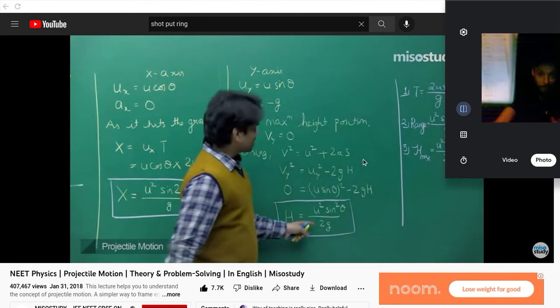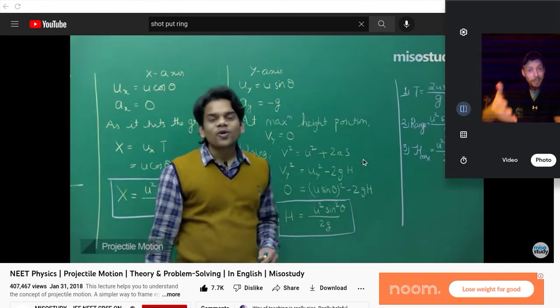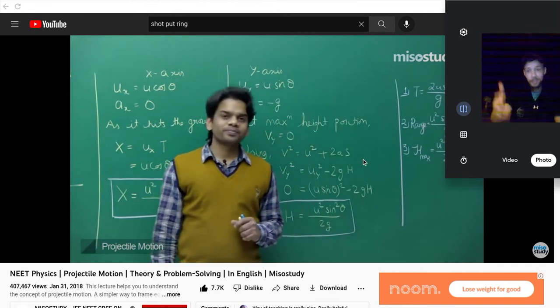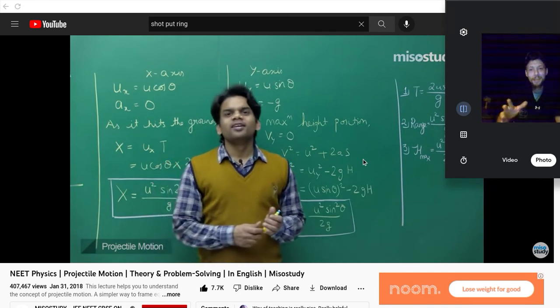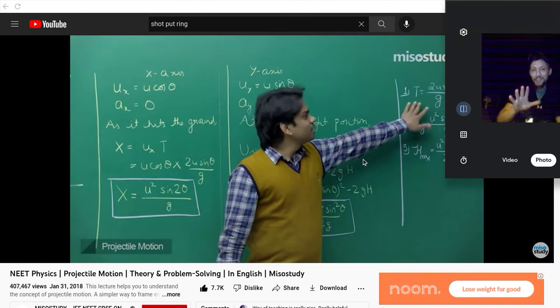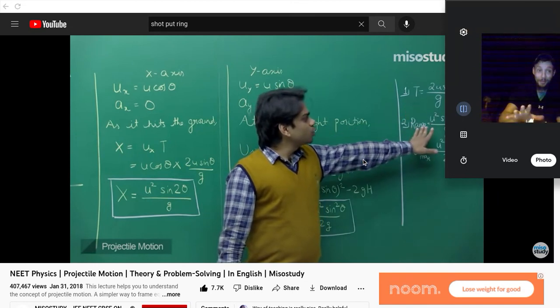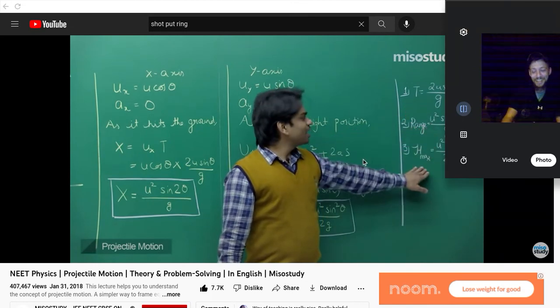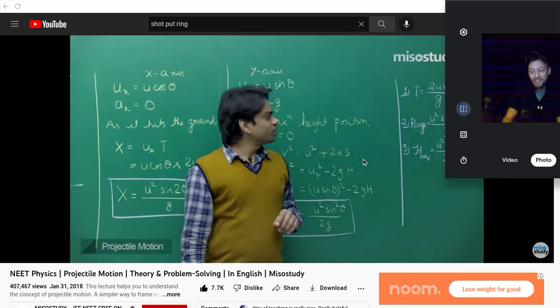Let us have a quick revision of the three formulas that we have derived. First, T equals 2u sine theta by g. Second, range R equals u square sine 2 theta by g. Third, H max equals u square sine square theta by 2g.